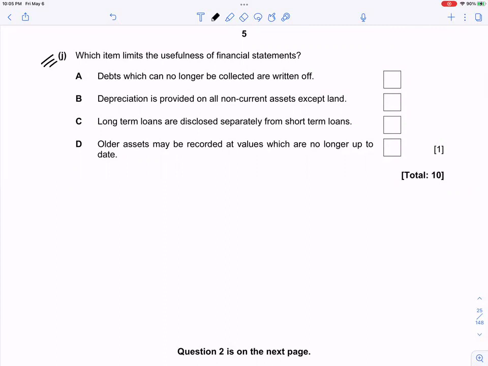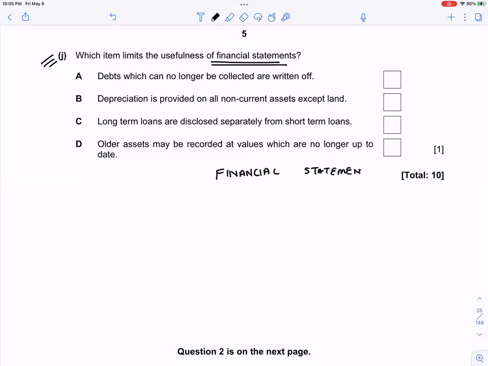Which items limit the usefulness of financial statements? Why do we prepare financial statements? To see the profit for the year. What are the things that are included in the financial statements? What are the two things that we record, what we call financial statements?